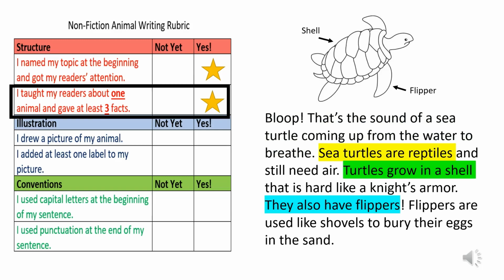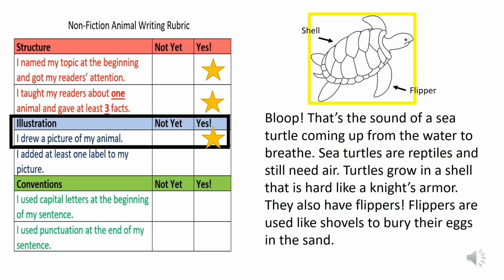The next thing I'm going to look at is to see if I taught my readers about one animal and gave at least 3 facts. I can mark yes for this because my writing is all about one animal, the sea turtle, and I can see 3 facts that I wrote. Fact 1, sea turtles are reptile. Fact 2, turtles grow in a shell. And fact 3, they also have flippers. You can write more than 3 facts if you would like, but you have to have at least 3.